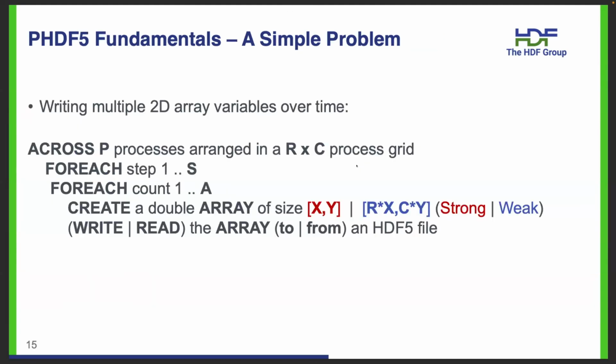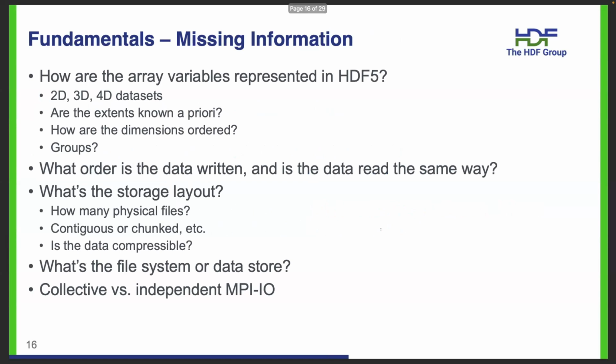So let's go back to a fundamental, simple problem that people sometimes have. You have a 2D array, and you want to write that over time. Of course, you have that 2D array spread over D processors. You're looping over your time steps, and you're writing each array, whether you're scaling it up with the size of the grid, or you're keeping it constant. A lot of the questions when you first start with HDF5 are: how do I arrange this data? What's the best way to organize this data in the file itself?